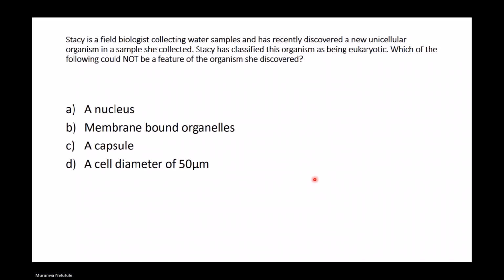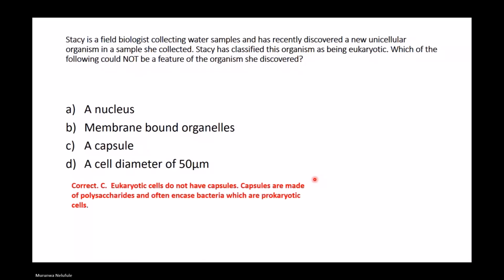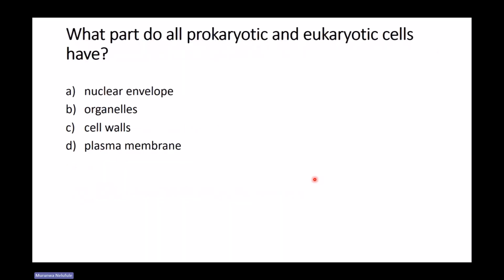My answer is C, and we have the answer in the chat box, which is A. You are correct, because eukaryotic cells do not have a capsule, and capsules are made up of polysaccharides and are often found in bacteria, which are prokaryotic cells in that regard. What part do all prokaryotic and eukaryotic cells have?